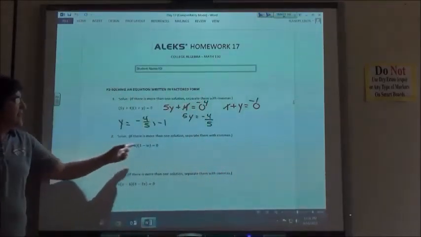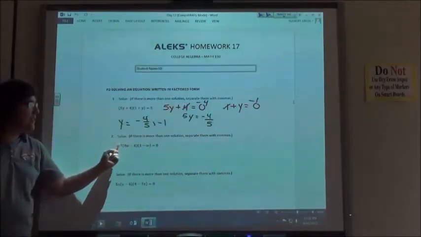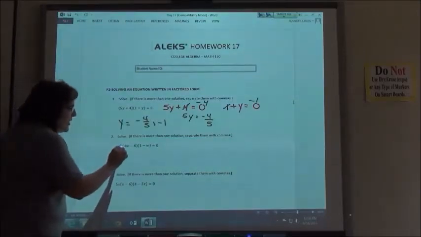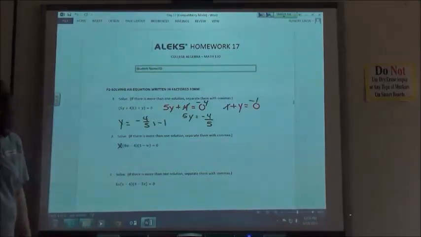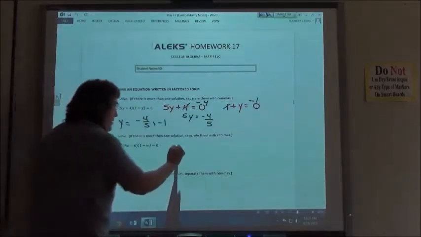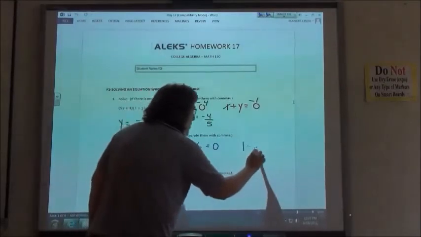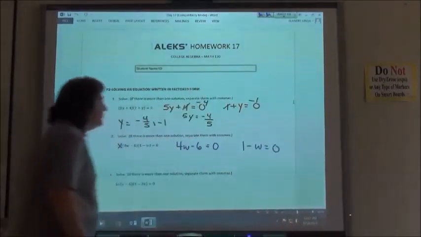Now when you look at the second one, notice that that thing in front doesn't have a variable with it. You could say negative 2 equals 0, but it doesn't, so there's nothing really to solve there. Negative 2 doesn't equal 0. So we can just ignore that that's there because there's no variable to solve for. 4w minus 6 would equal 0, or 1 minus w would equal 0.